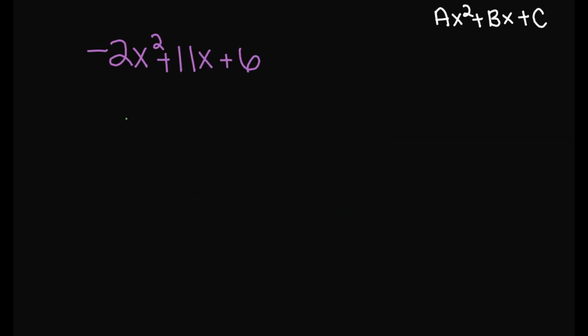Let's look at this example here. Notice here that your leading coefficient is a negative. So if your leading term here is negative, make sure that you factor out the negative first and then continue processing. So if I factor out a -1, I'll be left with 2x squared, which is now going to be positive. My 11x is now going to be negative, and then my +6 here is now going to be -6.